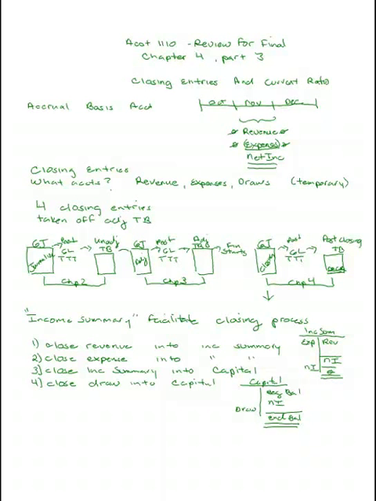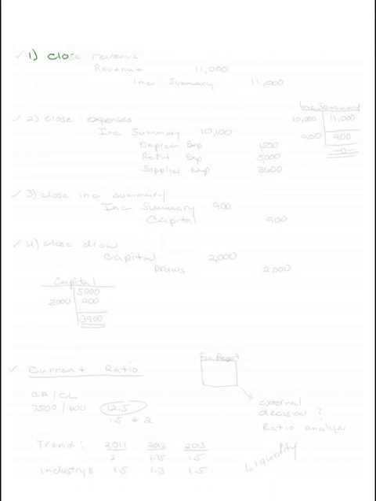So 4 closing entries. 1, close the revenue accounts into income summary. 2, close expense accounts into income summary. I guess I shouldn't abbreviate, huh? Close revenue into income summary. Close expenses into income summary. Then close income summary into capital. And then close draws into capital. At that point, you're done with the accounting cycle.